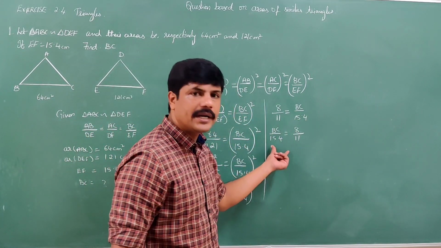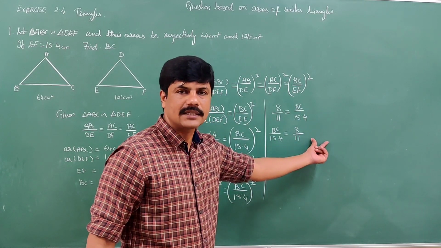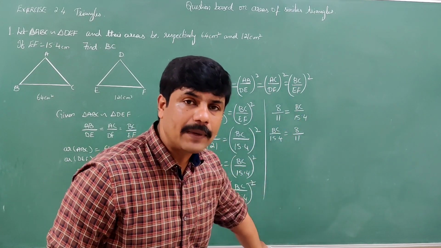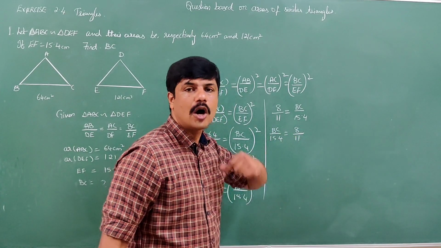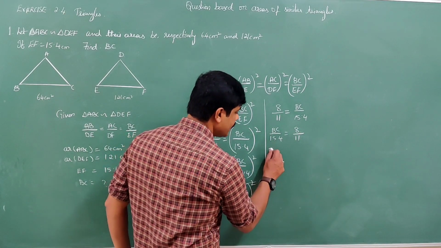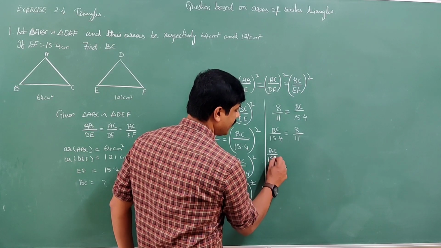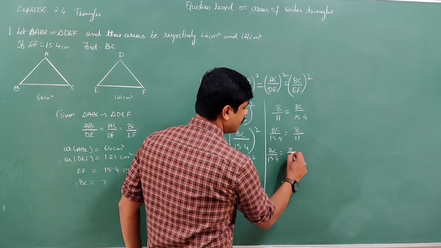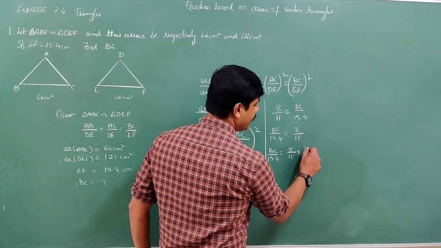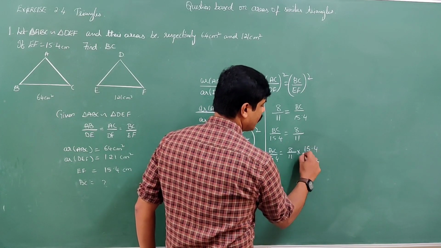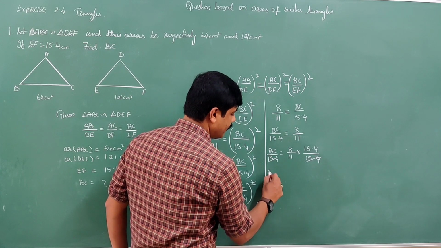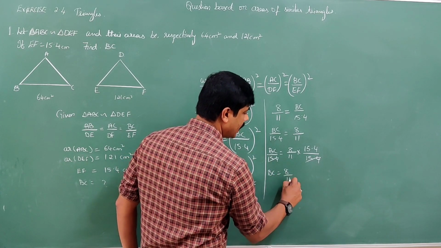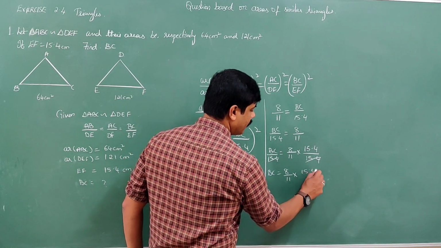So we don't want the denominator 15.4. So we transfer it to the other side. How? By multiplying and dividing 15.4 on the RHS. That is, BC by 15.4 is equal to 8 by 11 into 15.4 divided by 15.4. So these two get cancelled out. BC is equal to 8 by 11 into 15.4.